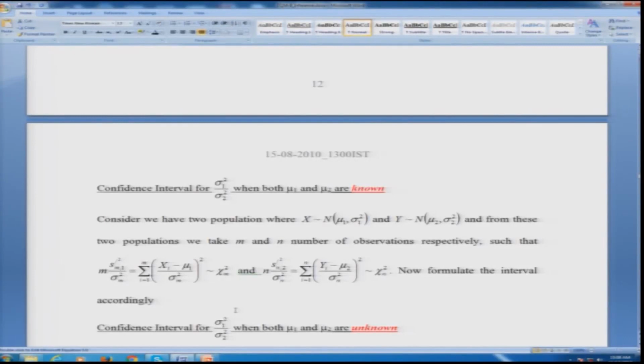Now, if you have something to do with the ratios of the variances of the population, then the next question coming is: are the population mean values known? We have already discussed that when they are known, we use chi square without any loss of degrees of freedom.